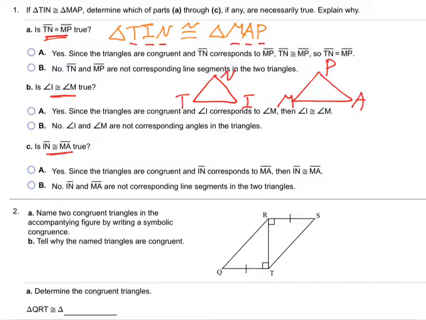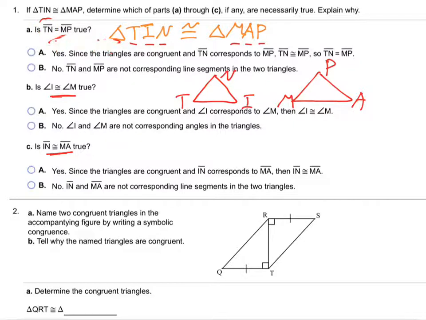So I went left T, right I, up N, then left M, right A, up P, so that I was consistent. That's what this is all about, the order. So now, is it true that side TN, I'm going to make this bigger for you, is equal to side MP?